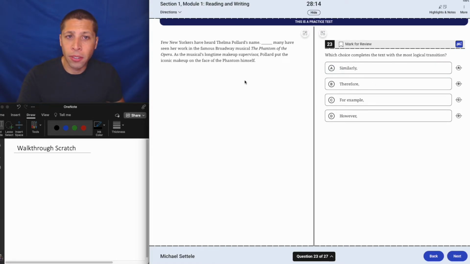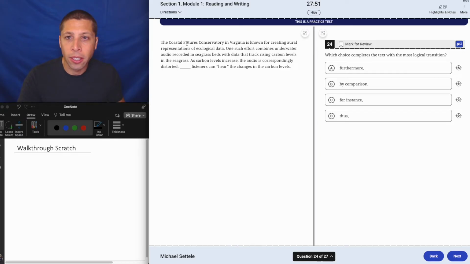Okay, so these are all our different categories of transition words represented. Few New Yorkers have heard Thelma Pollard's name. Many have seen her work. Yes, however, in the famous Broadway musical, as the musical's longtime makeup supervisor, Pollard put the iconic look together. So if you've heard her name, but many have seen her work. So that is classic. Yeah, just dumb it down. Okay. Doesn't matter that it's here.